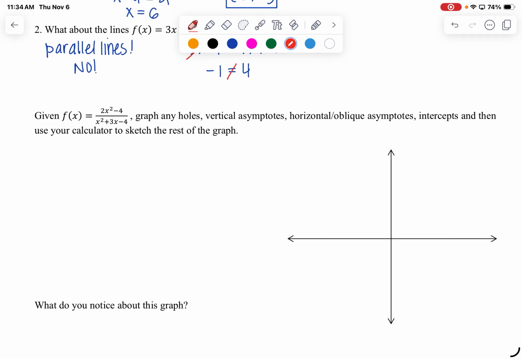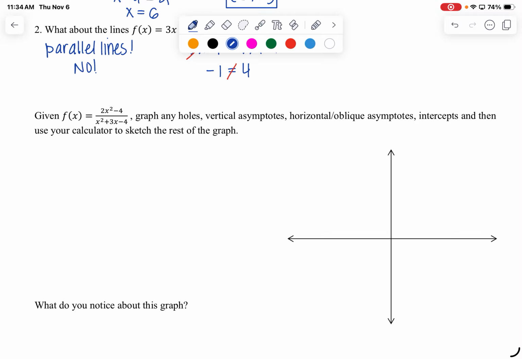From all that we've known, asymptotes are guidelines that you never cross and you always get closer and closer to. We're going to see in some circumstances that we do cross them. Okay, so let's go ahead and start graphing this, and then we will at one point put it in our calculator to see what the rest of it looks like. Graph any holes, vertical asymptotes, horizontal or oblique asymptotes, and intercepts, then use your calculator to get the rest of it. Oh yeah, I already put x-intercepts and y-intercepts.